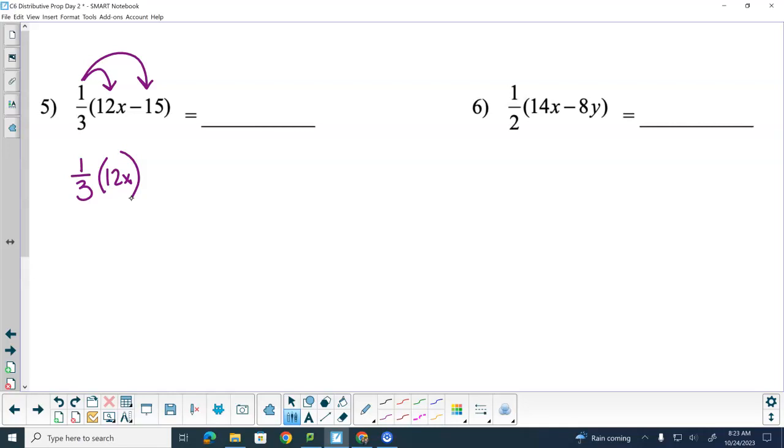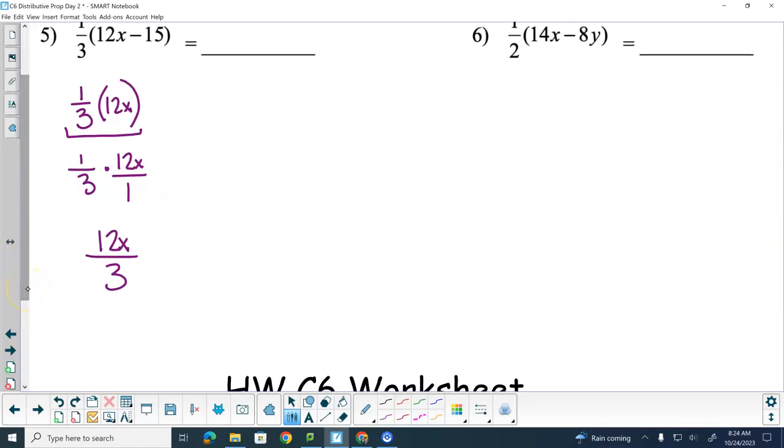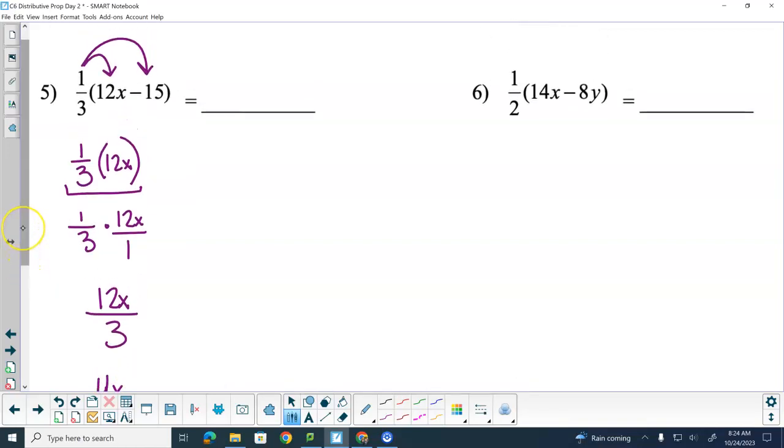So 1/3 times 12x is how much? Do we agree with 36x? Or what if I rewrite it like this? Yeah, let's rewrite it. Now what is it? 12x over 3, right? Can 12x over 3 be reduced? Yes, to what? 4x. Yep, 4x there is that first term. So you see how there's a little bit more work that needs to be shown when fractions come into play.